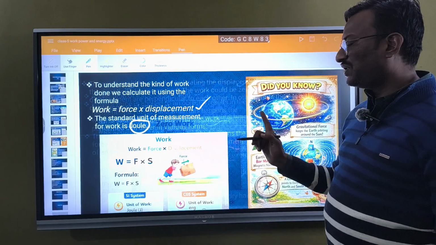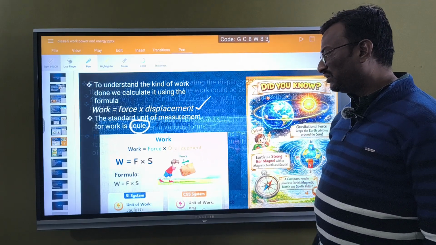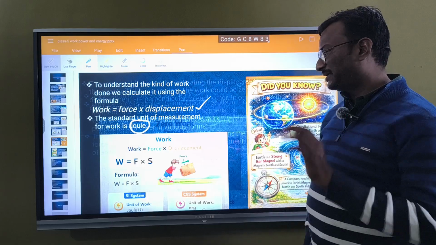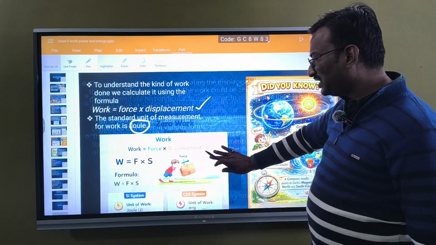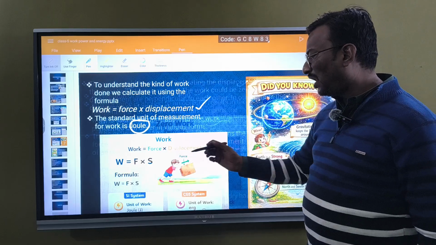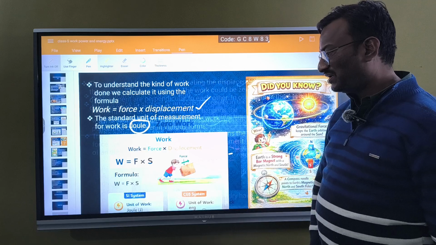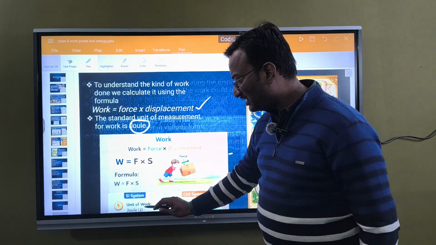Remember that, children, this formula is very important for you. Work is force into displacement. Here the boy is pushing in this direction, and the displacement is in the opposite direction. So that is one.